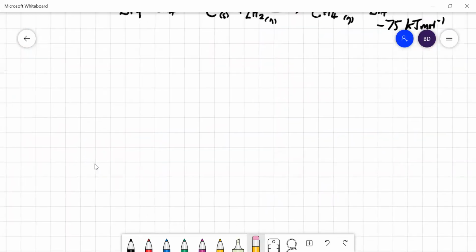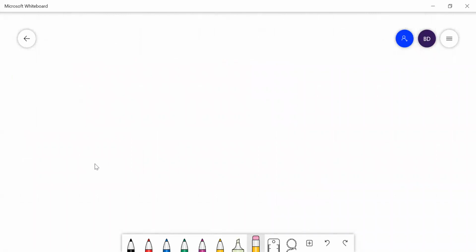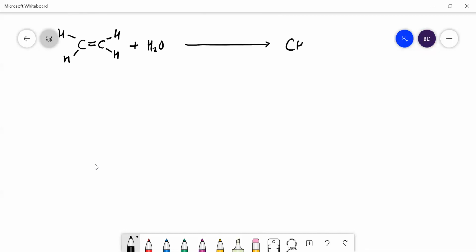So let's think about this reaction here, which is on the A-level syllabus. You may have come across it. It's actually just about on the GCSE syllabus as well. So when you get ethene and you react it with water to form ethanol, all right, ethanol like that. Okay, and we want to find out delta H for this reaction.